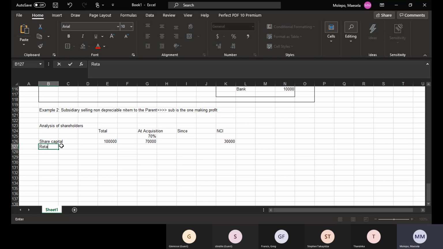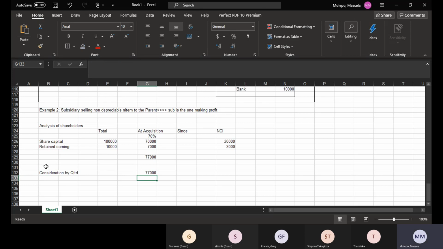Then retained earnings. On the date of acquisition, when Q was acquiring R, retained earnings was sitting on 10,000. Then it will be 7 on the at acquisition and 3 on the NCI. So we have a total, which will be the 77. And then the consideration given by our company, which is Q, was 77 also. And then the goodwill will be 0, because whatever we acquired is the same as what we paid.